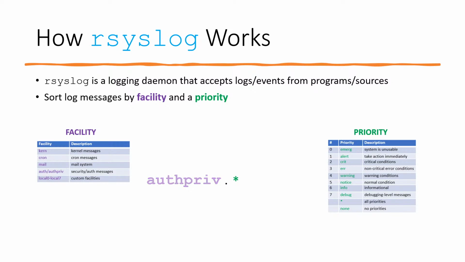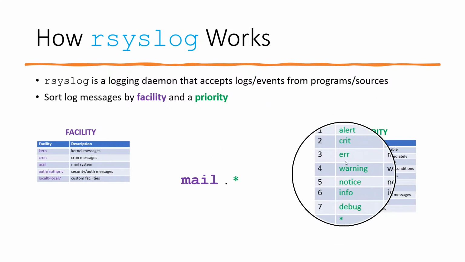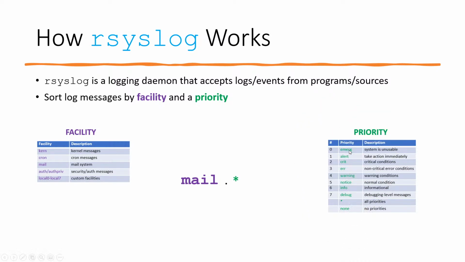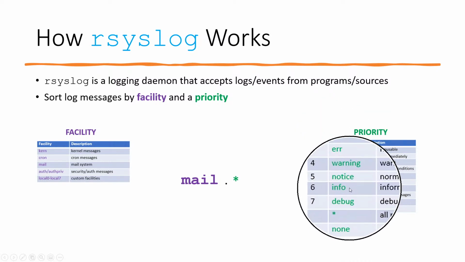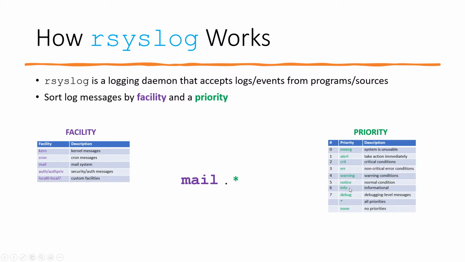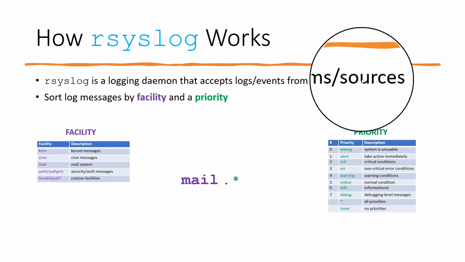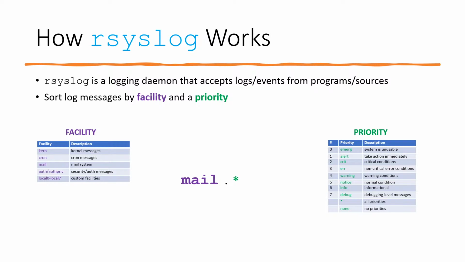Okay, well, let's take another facility called mail. We're all familiar with mail. If I go mail.star, that means syslog is going to accept anything from the mail facility, so mailing programs and mailing servers, and any priority they want to send. So let's say it's an emergency, the mail server crashed, or it's just informational, a piece of mail got sent. It will accept all of those priorities, all those different log messages.